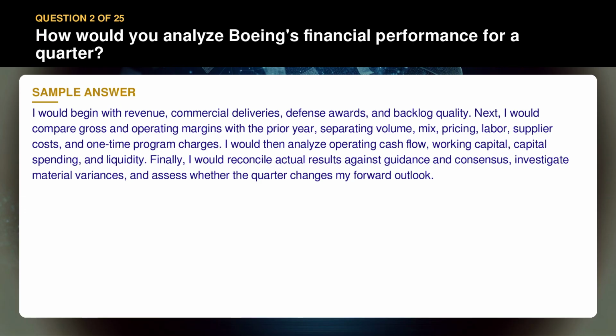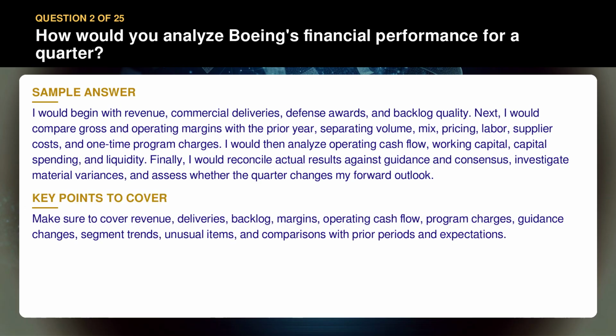Finally, I would reconcile actual results against guidance and consensus, investigate material variances, and assess whether the quarter changes my forward outlook. Make sure to cover revenue, deliveries, backlog, margins, operating cash flow, program charges, guidance changes, segment trends, unusual items, and comparisons with prior periods and expectations.